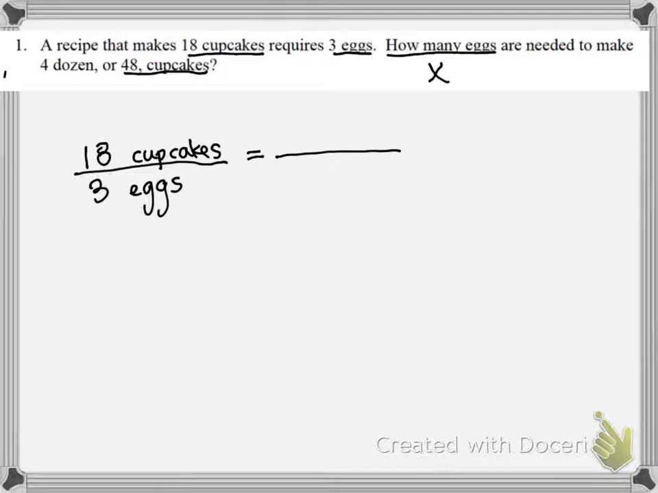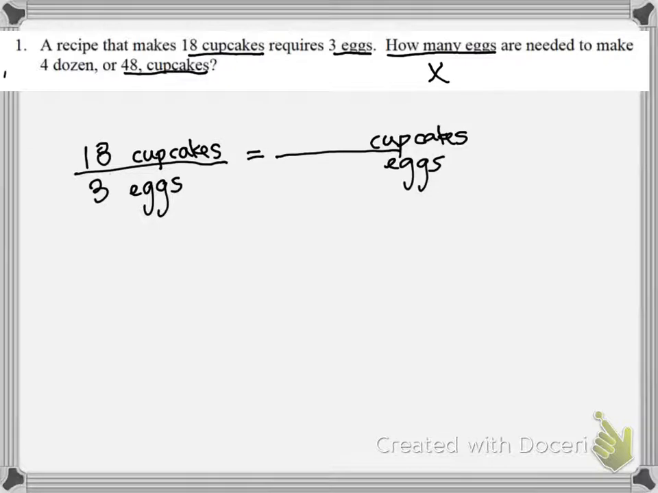And the key to success for all of these problems, no matter what you're doing, no matter what kind of proportion you have, is that your units have to be the same on both sides. So if I have cupcakes upstairs on the left, then guess what? I have to have cupcakes in the numerator on the right-hand side. If I have eggs over here, then I have to have eggs over here. As long as you have symmetry, as long as these units match with these units, and these units match with these units over here, then you will be successful.